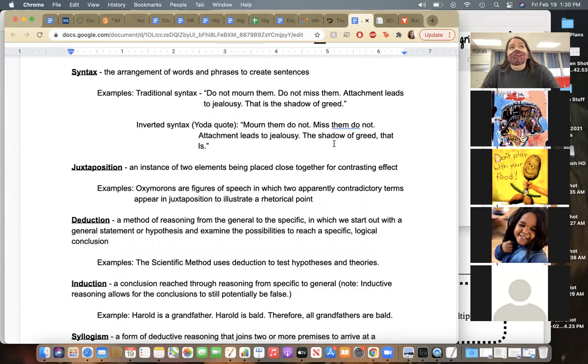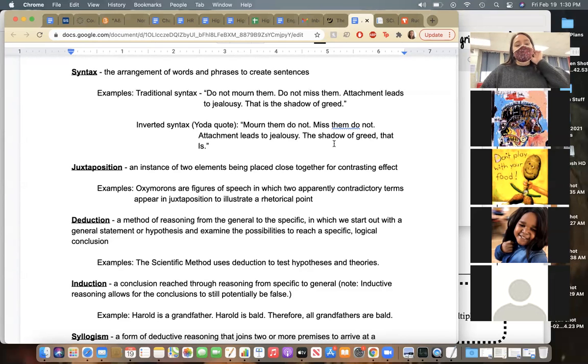However, it's a very famous character who is known for his use of inverted syntax. And it is Yoda, and he says, mourn them not, miss them do not, attachment leads to jealousy, the shadow of greed, that is. We usually do subject, verb, rest of the sentence. Yoda tends to do rest of the sentence, subject, verb.